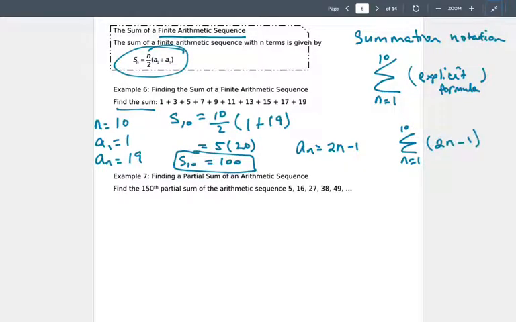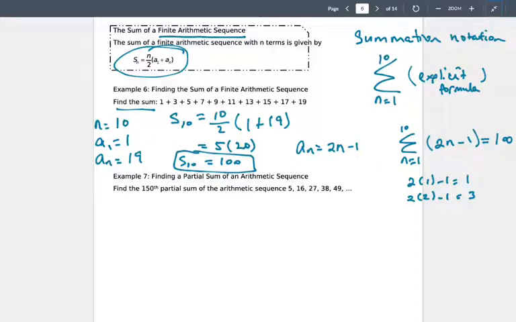And what your calculator does is it figures out the first term. It actually does 2 times 1 minus 1 to get 1, and then it does 2 times 2 minus 1 to get 3. And then it's going to add all of these numbers up after it calculates them. And it's going to give you 100.